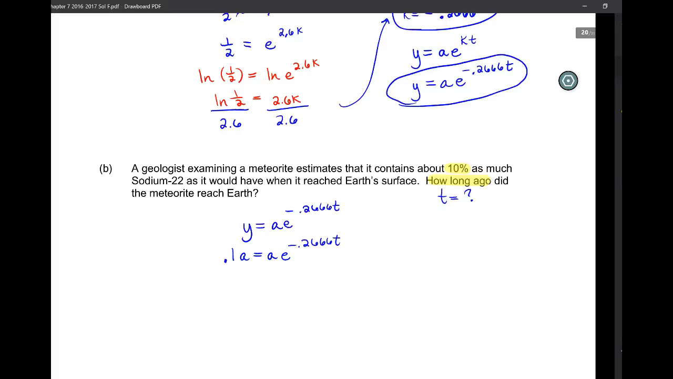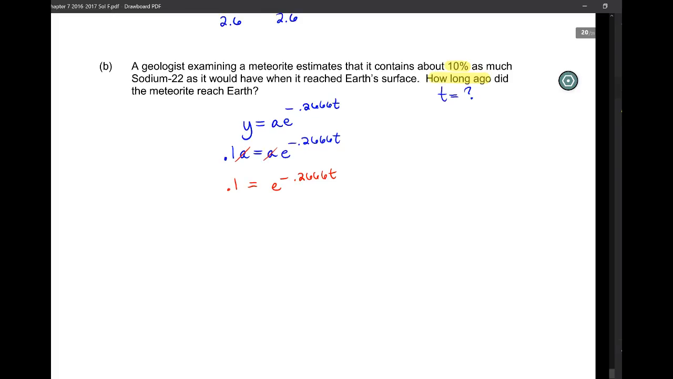And again, if you had switched the numbers around, you'd get a positive k, and then you know you made a mistake because this is getting smaller. This is a decay. Does that make sense? So these are nice problems too because you can kind of check your answer. So 10% as much as you started with. Are we good? Okay, so what do we do with the A's? They cancel right out, so I'm just going to cross those out. So we have 0.1 equals e to the negative 0.2666t. Good. Okay, go ahead and do that.